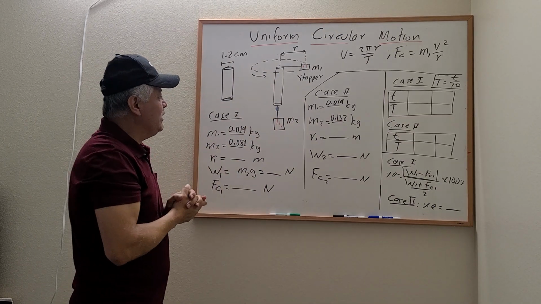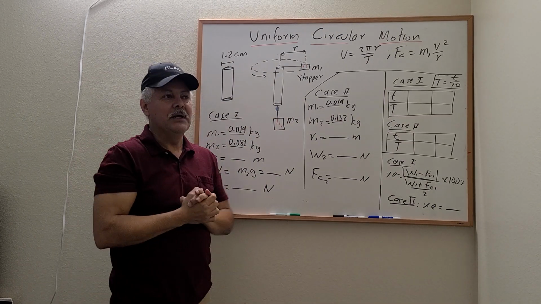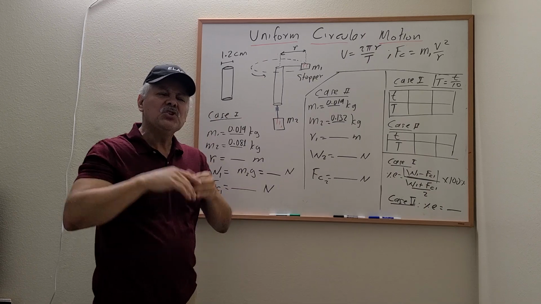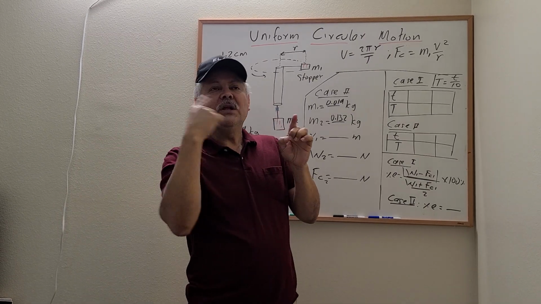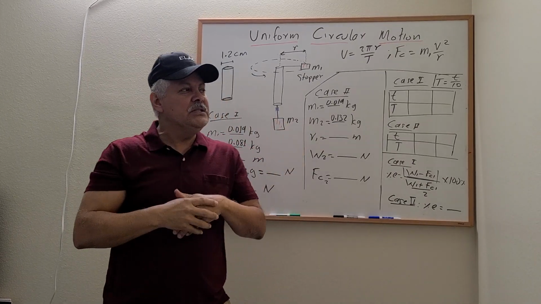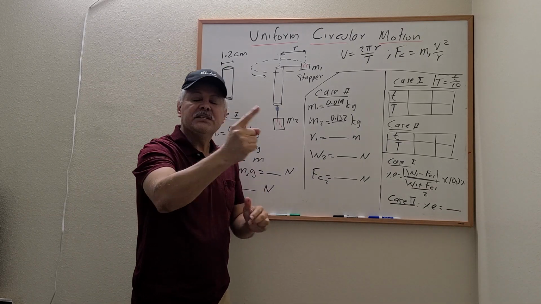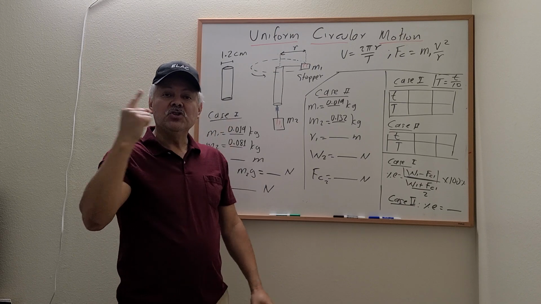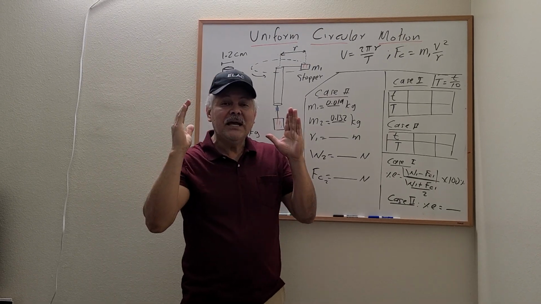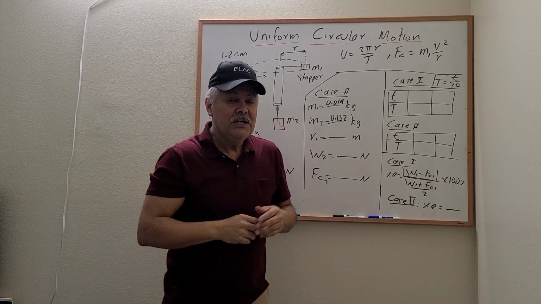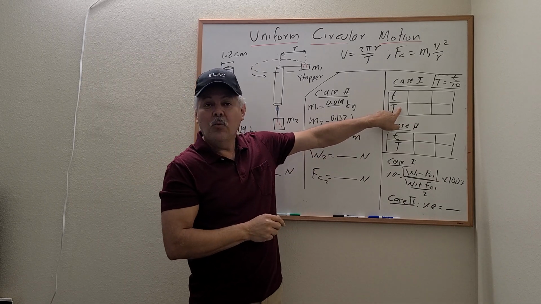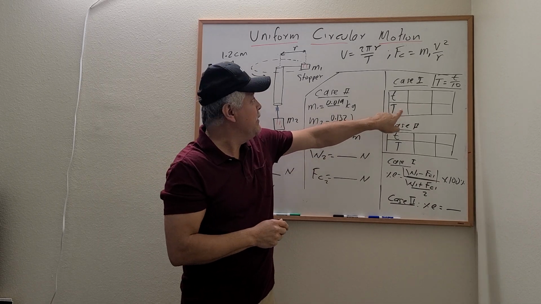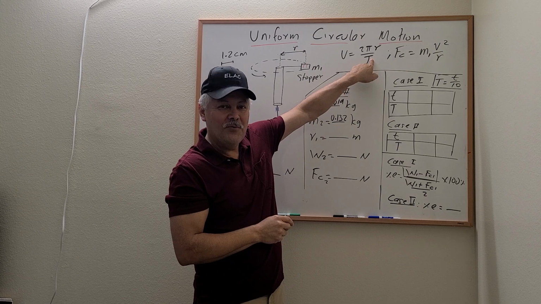When that happens, we have to measure the time for one period, but it's hard to do in one trial. To do this experiment better, we measure the time of 10 revolutions, and then we divide that time by 10 to have the time of one period, because that's the time that appears in this formula.